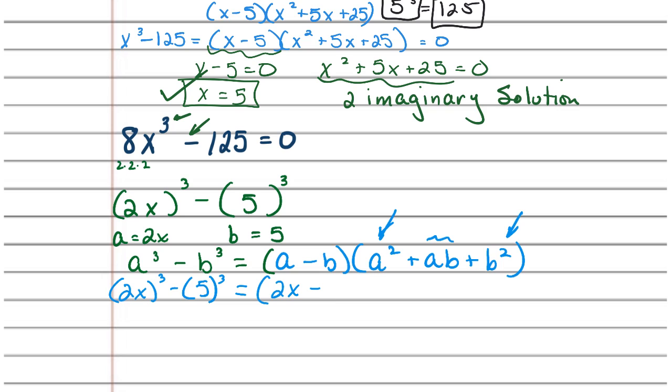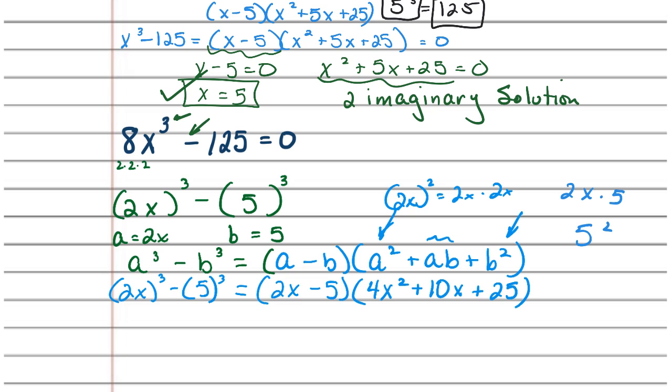So it's 2x minus 5. Now I have to square 2x right here. 2x squared means 2x times 2x. That's a 4x squared. Then I have to take a times b. That's 2x times 5. So I'm just going to put 10x. And then b squared, my 5 squared, is 25. And again, this trinomial is prime, so we don't have to solve that one. But the 2x minus 5, we will set that equal to 0 and solve it. You get 5/2. Add 5, divide by 2.